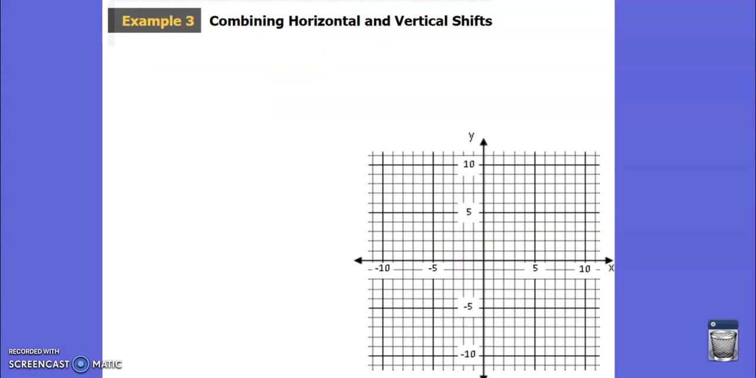Now, if I wanted to combine horizontal and vertical shifts, again, the parent function is y equals x squared. So what if I did something like the 2 together? What if I did something like x minus 2 squared plus 3? Well, remember where the original parent function is. The original parent function is this.